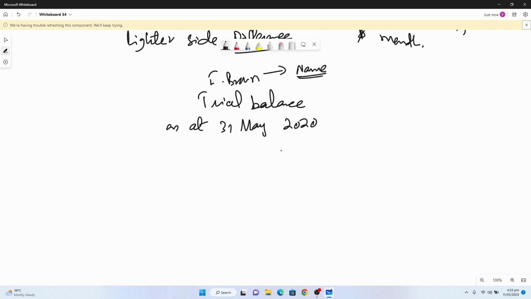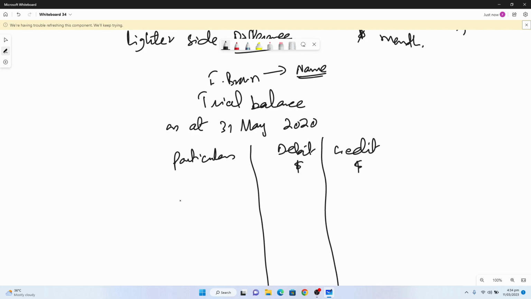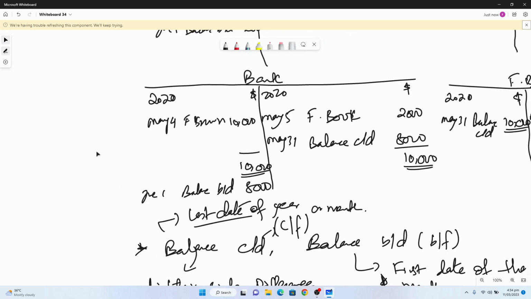Let me take an example on this. I'll make 3 columns: debit, credit, and the third one will be particulars, so that we know which names of the T accounts will be there. Just excuse me for my lines, because they are not appropriate. But I'll start with making all the T accounts. So let's start with the first one.